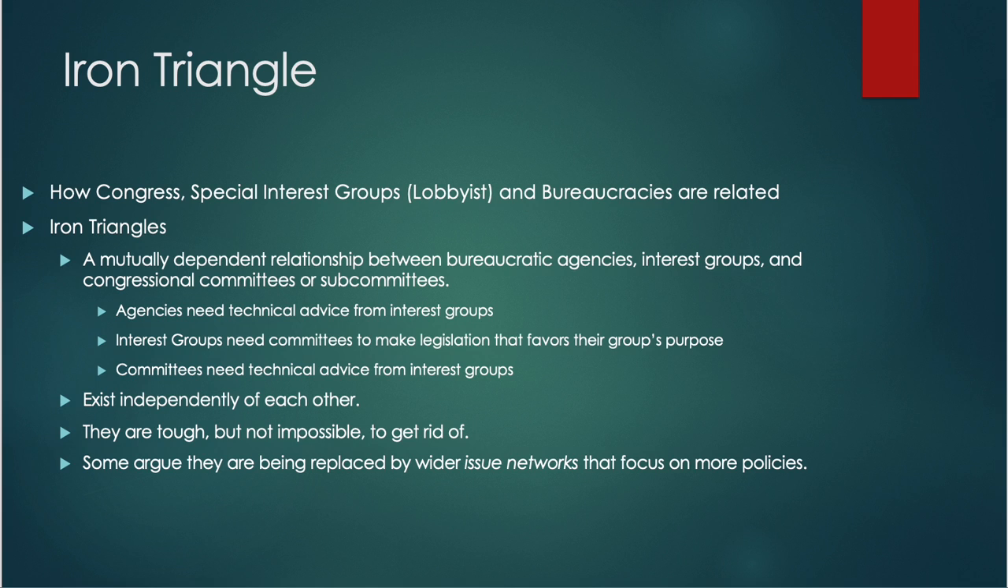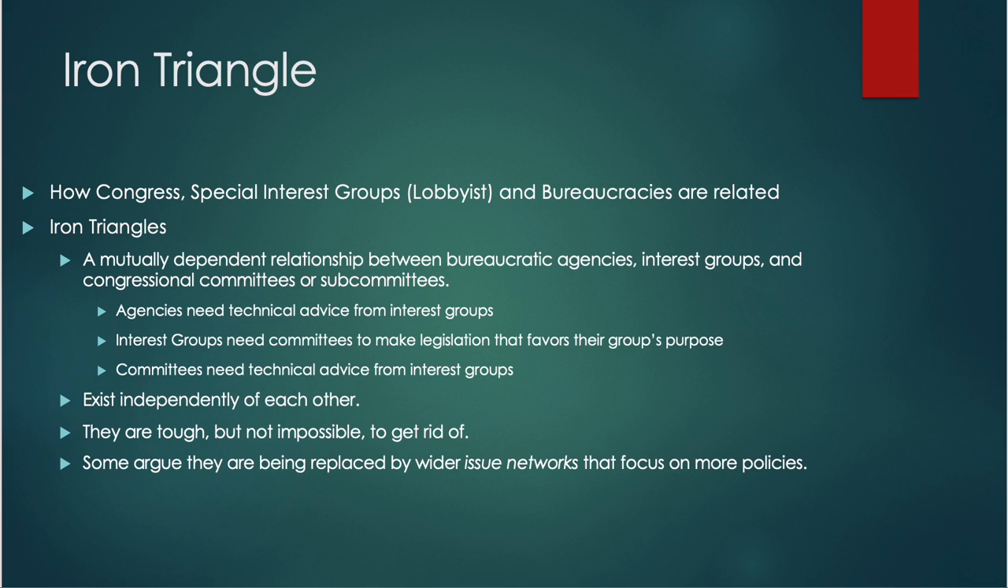So basically, agencies need advice from interest groups. The departments need this advice from interest groups, research, and what a policy would do. Interest groups need the committees in Congress to make legislation in their favor. So that's where we get all the money to politicians and to influence their decision making. And committees also need technical advice from the interest groups. So again, research and what would happen if we do pass this law or regulation. They're dependent on each other.